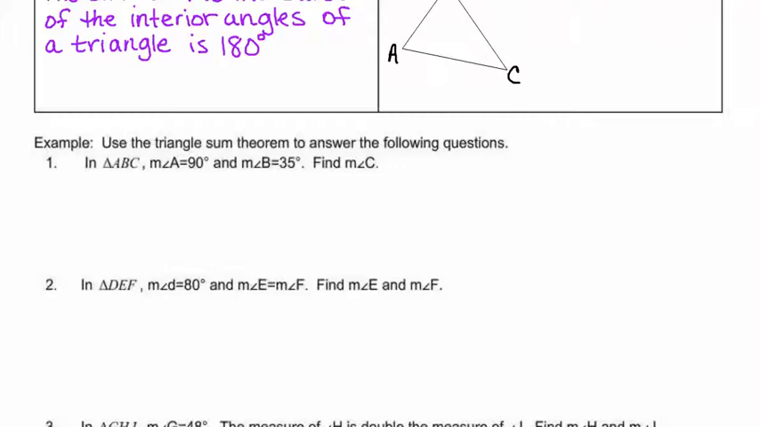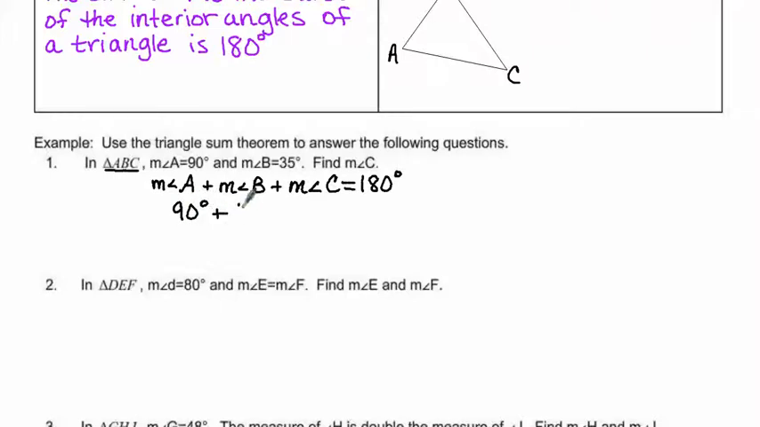So according to the triangle sum theorem, since it's triangle ABC here, the measure of angle A plus the measure of angle B plus the measure of angle C should equal 180 degrees. Now I'm going to substitute the values that I'm given into the appropriate places in that equation and then solve for what's unknown. So in place of the measure of angle A, we have 90 degrees.